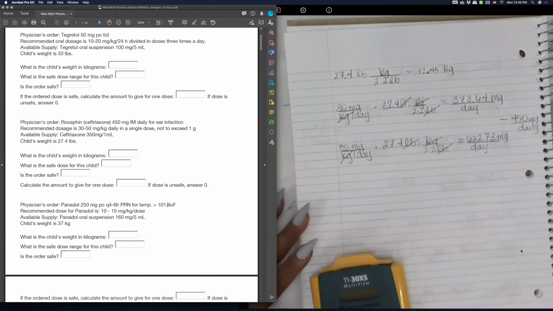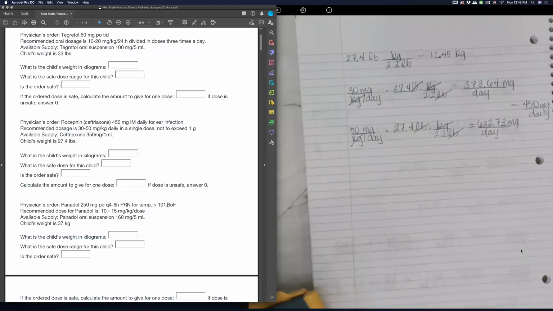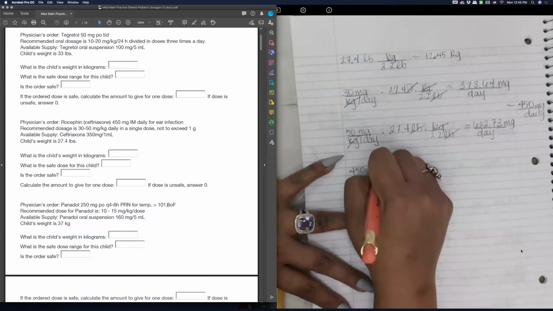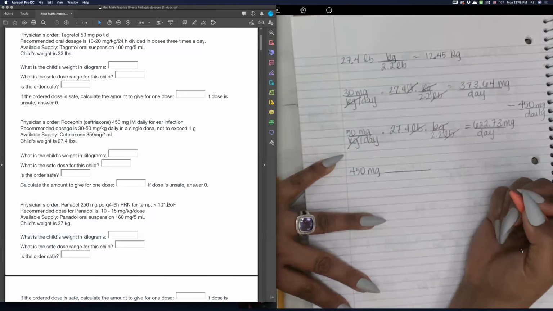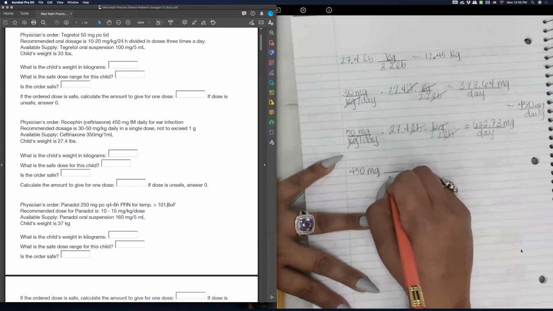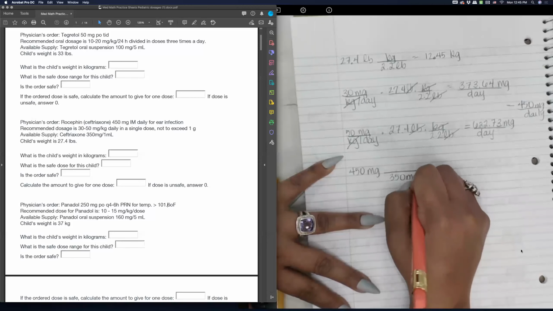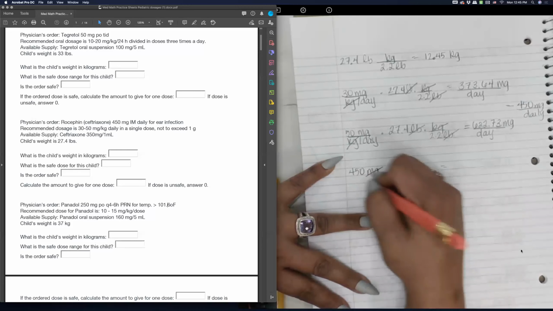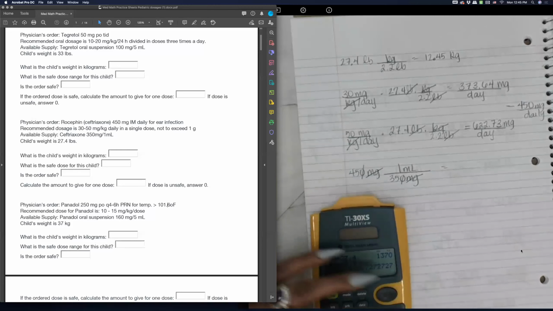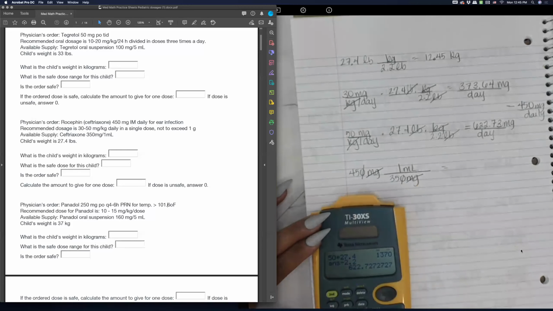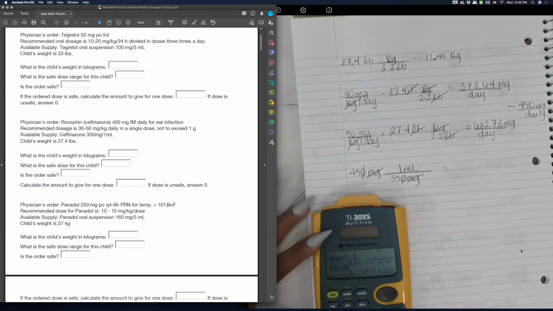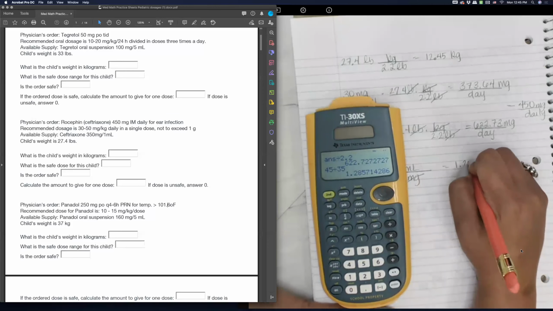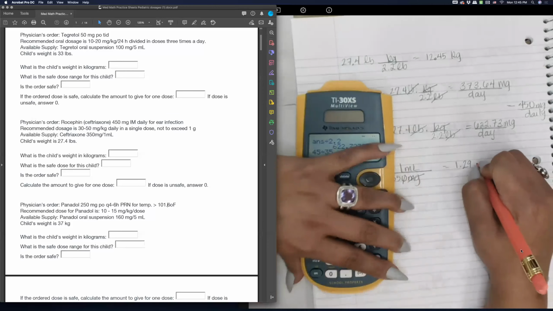So now we calculate the amount of medication we would administer to our patient. So the doctor's order is 450 milligrams. We have available a dosage strength of 350 milligrams per 1 milliliter. Our milligrams cancel, our trailing zero can cancel, and so we are left with 45 divided by 35. And that's going to give us 1.29 milliliters.